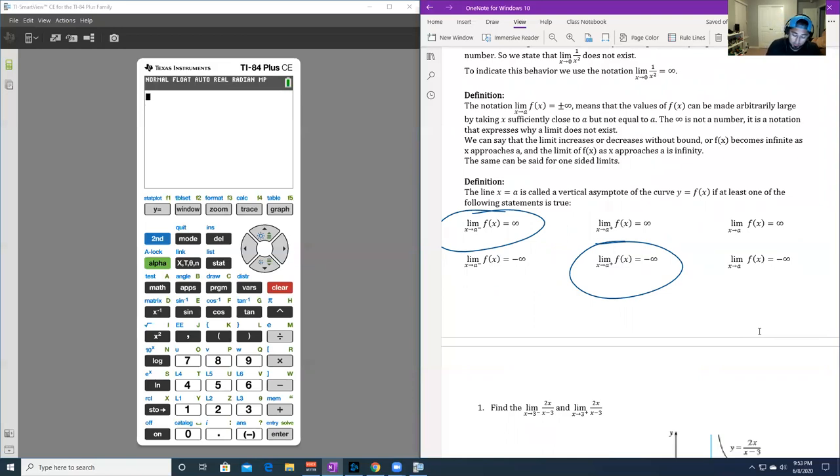This means that you would have a graph that looks something like this. Let's say this line is x equals a. As you approach a from the left, one tail goes to infinity, so one tail goes up. And then as you approach a from the right, one tail goes down. So one tail goes to infinity, one tail goes to negative infinity, which means you know that in between these two tails has to be a vertical asymptote. The same could be said for other limits like this. All this notation is stating is where a vertical asymptote could exist by the use of limits.